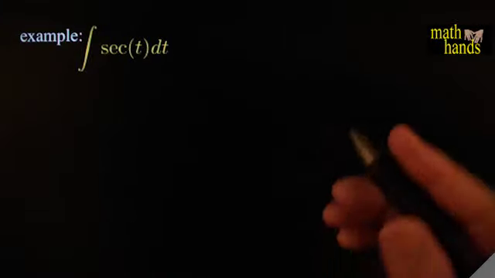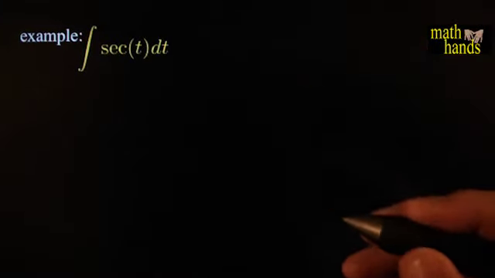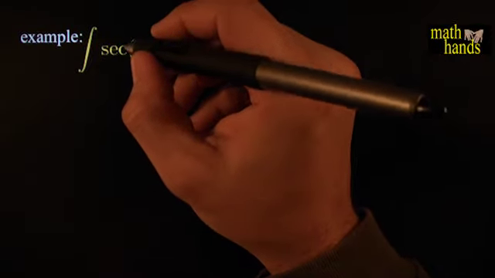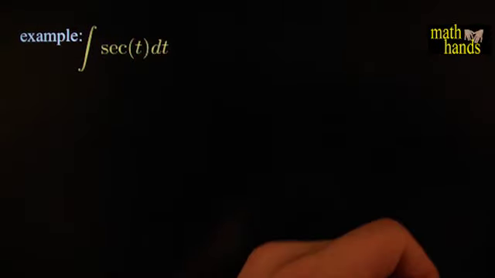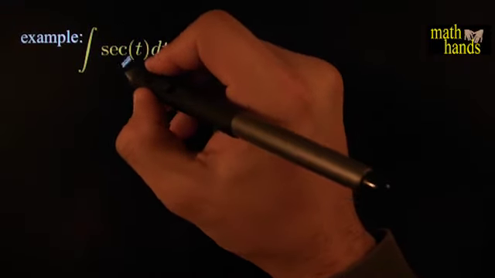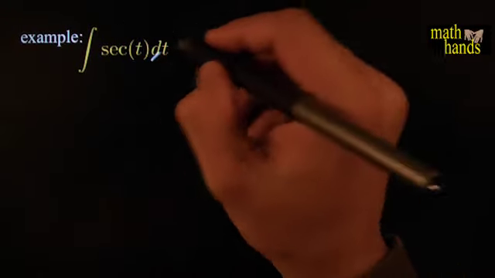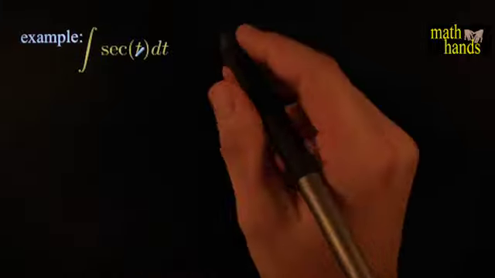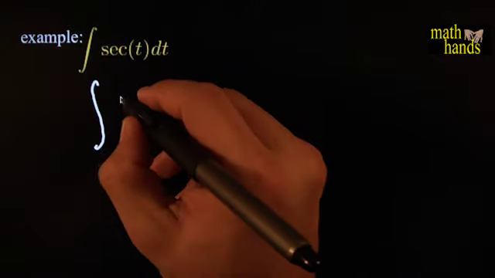Let's try a couple more. The reason I think this one is important is because it's classical. This one is super classical. The integral of secant t dt. It's not that easy to do unless you've seen other people do it. And I've seen other people do it. It's a marvelous little trick, but it's very specialized. And it goes like this.